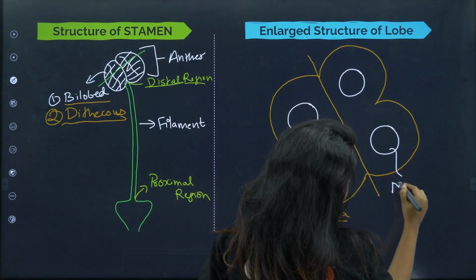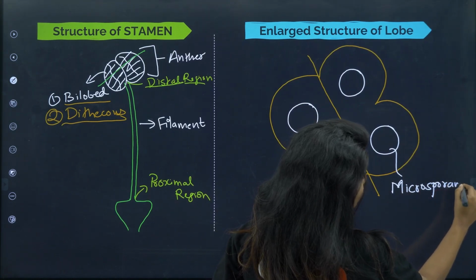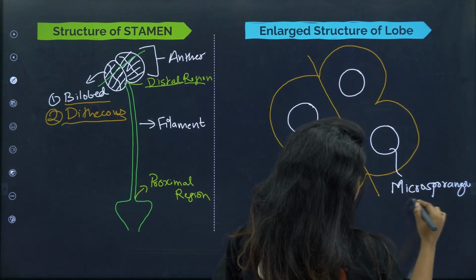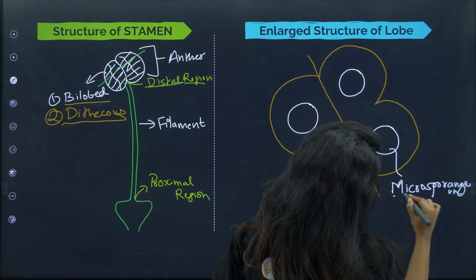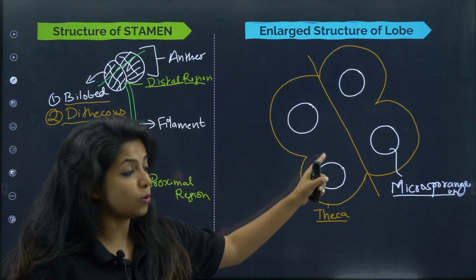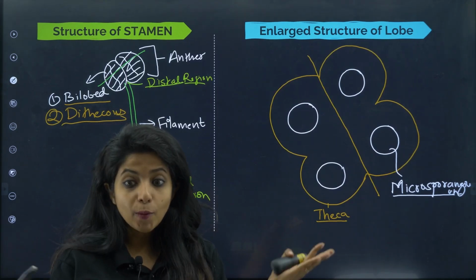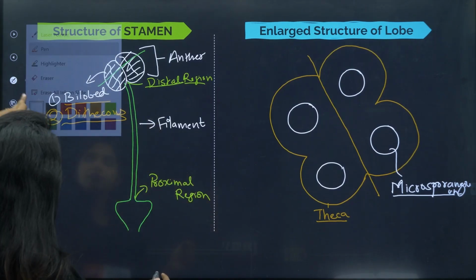You call it microsporangium, which is the one responsible for the formation of what, children? Pollen grains. So they would be the ones forming the pollen grains. But they are not alone. They are surrounded by layers of cells. There are different layers of cells.